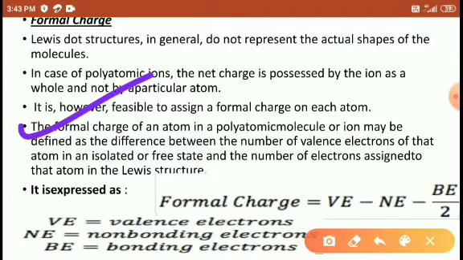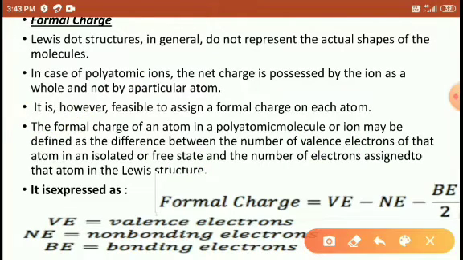So that is the formal charge. It gives the information about the atoms in polyatomic molecules or ions: the difference between the number of valence electrons of that atom isolated in the free state and the number of electrons assigned to the atom in the Lewis structure. So with the help of the Lewis structure, in polyatomic molecules, whatever atoms or ions are present, what type of charge is developed over them, that we are going to discuss in this topic, students.